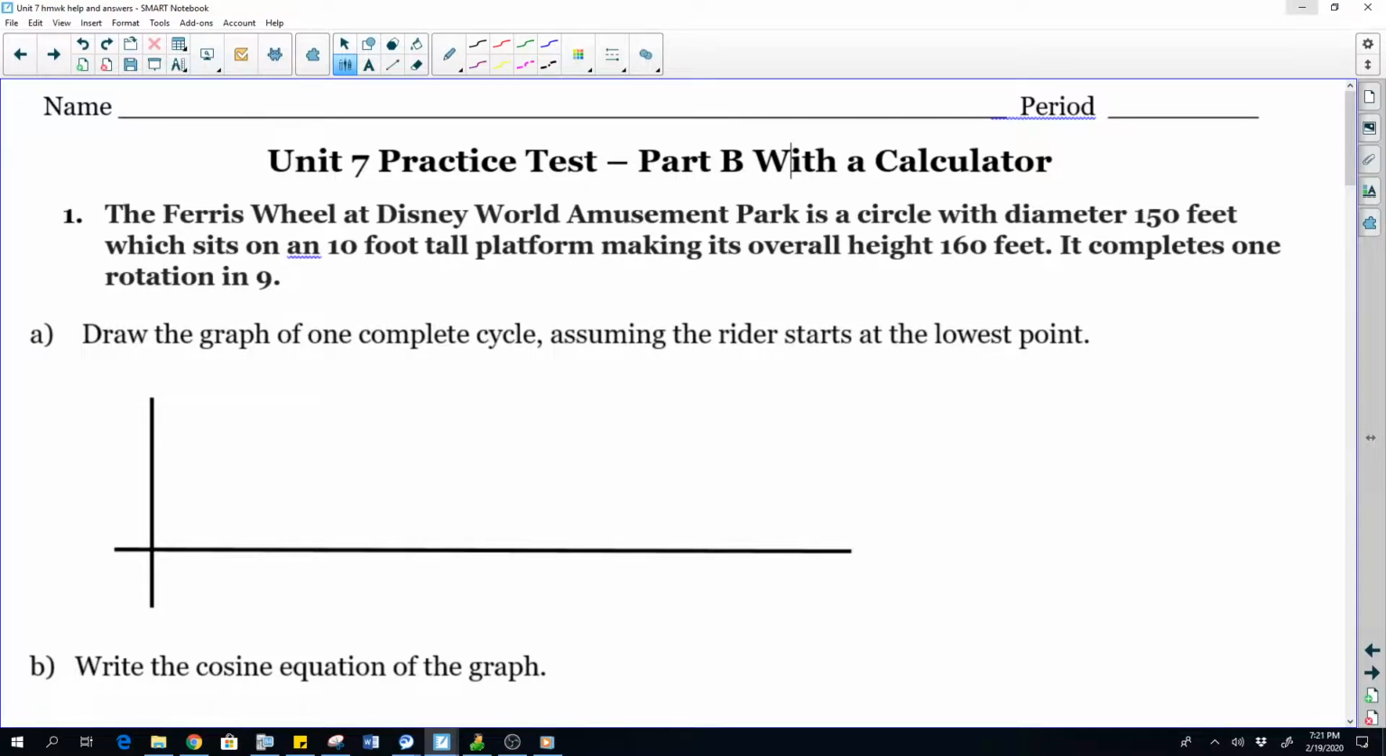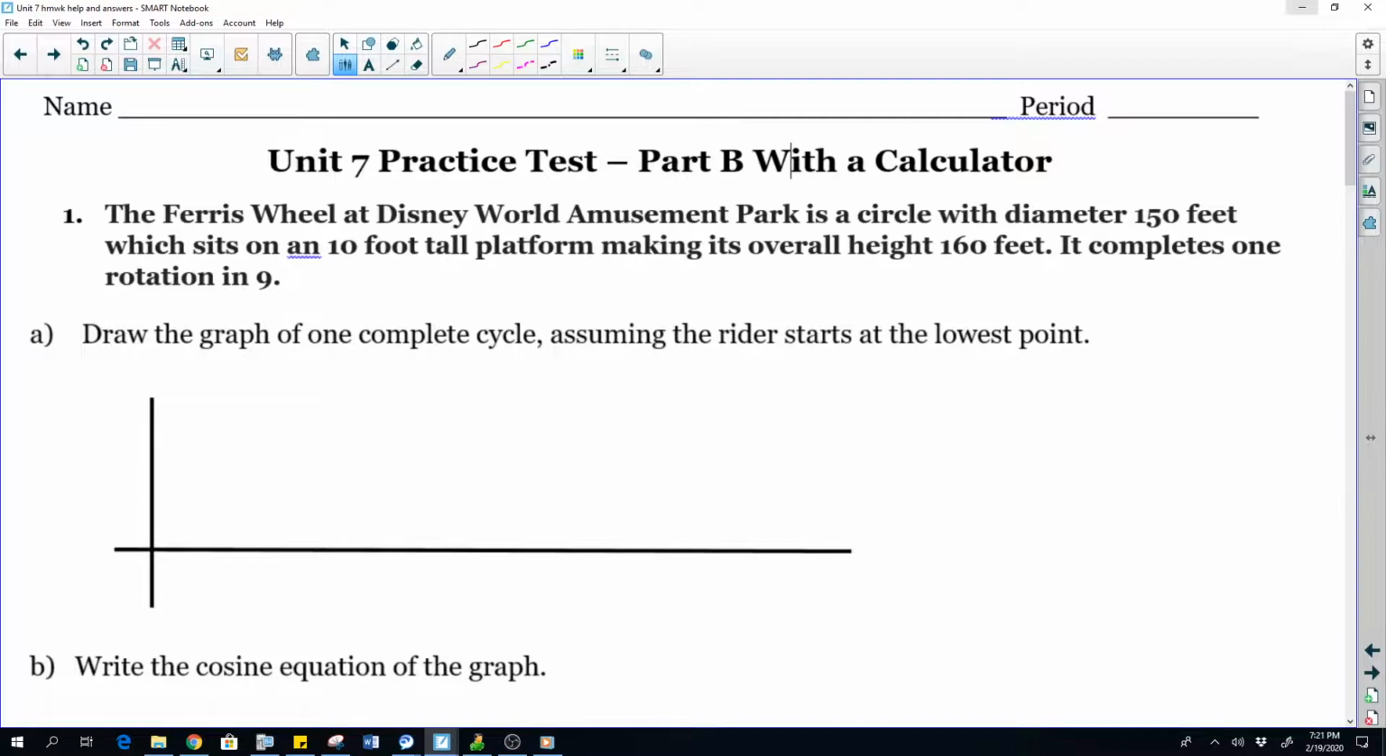All right, we're on the last part, which is part B with the calculator. And so that's the with calculator section. And so we're going to be using a calculator to help us do these word problems, part 2. So that was modeling day 2 stuff.